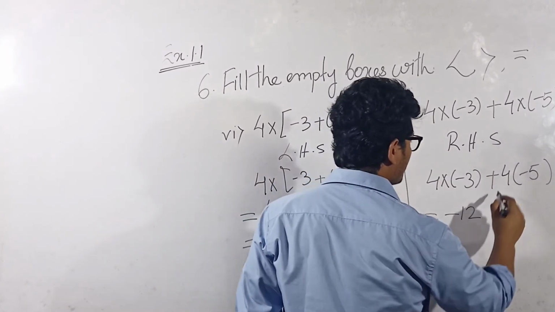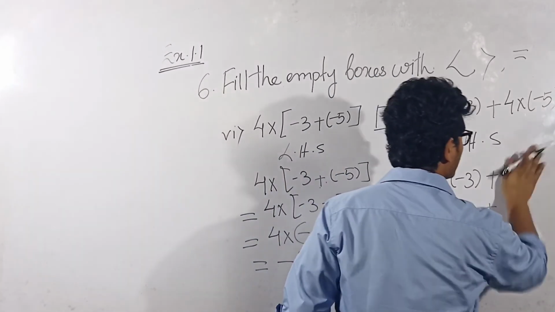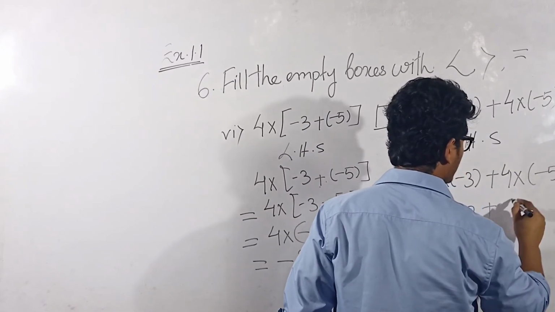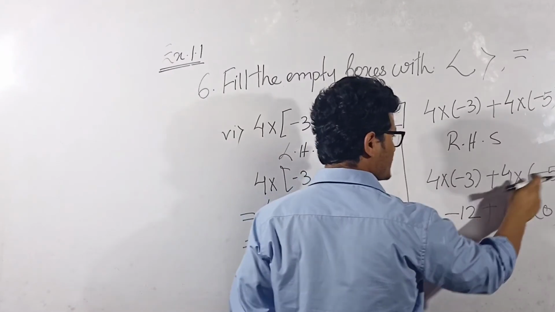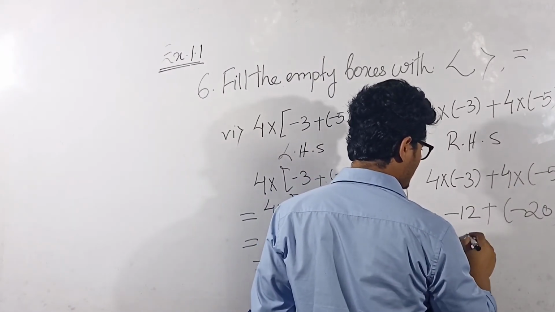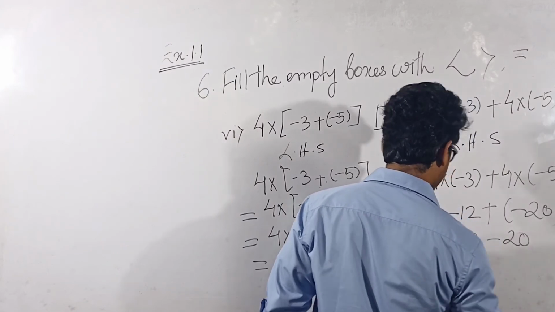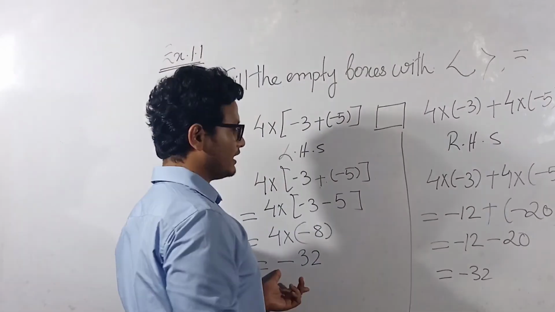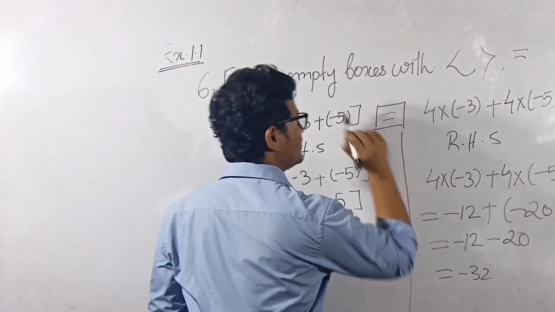-12. Plus what is 4 into -5? -20. Okay, 4 fives are 20. -12 plus -20. What is the answer? It is -32. So our left hand side is equal to right hand side. Therefore, what will be the sign here? Here the sign will be equal.